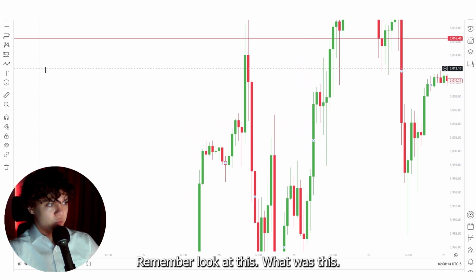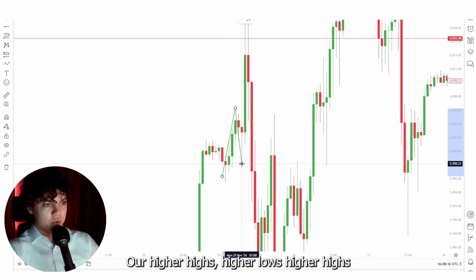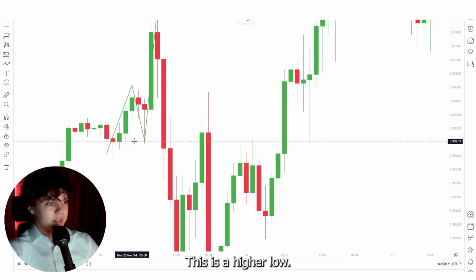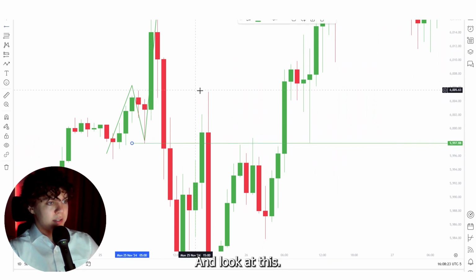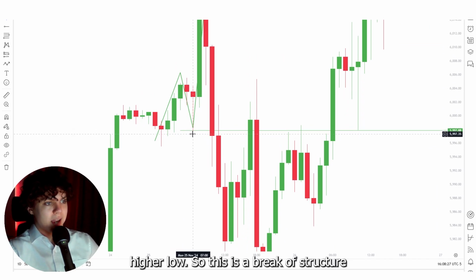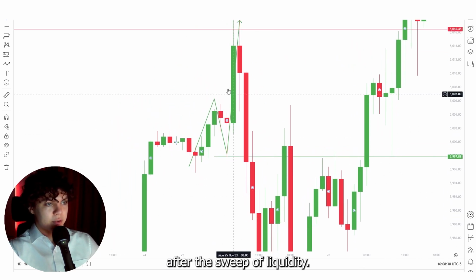Remember, look at this. What was this? Higher highs, higher lows, higher highs, higher lows. Remember the higher highs, higher lows. This is our higher low. And look at this. After the sweep of liquidity, the down candle closes below the most recent higher low. So this is a breakout structure to the downside after the sweep of liquidity.